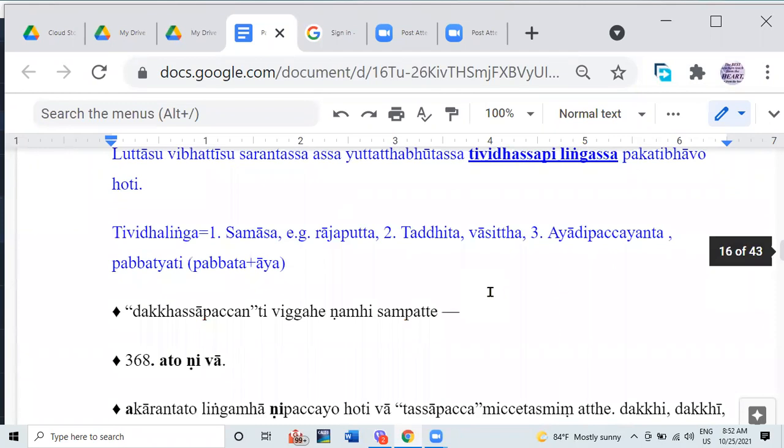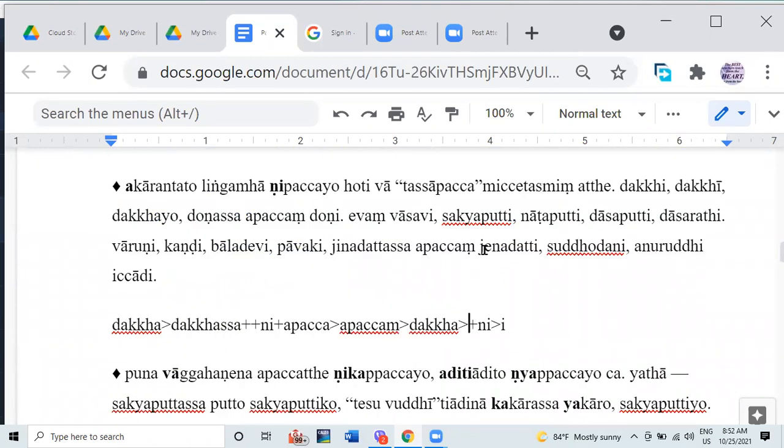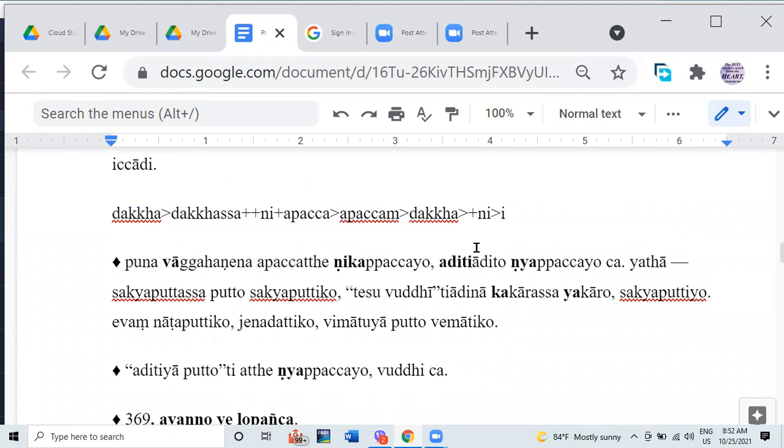So do I need to explain these things according to the suttas, or do you remember? There is no need, Sayadaw. Yeah, no need. Oh, okay. So here we have Daka and E. So finally we get Daki.